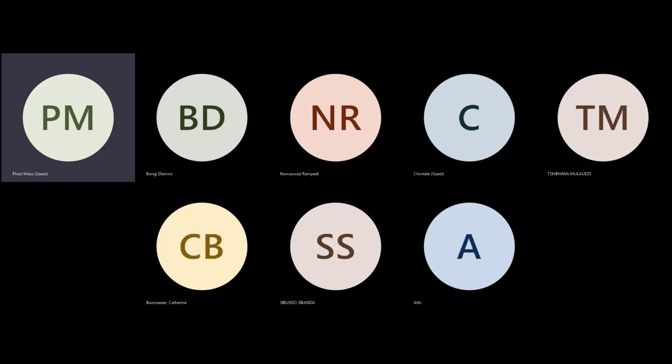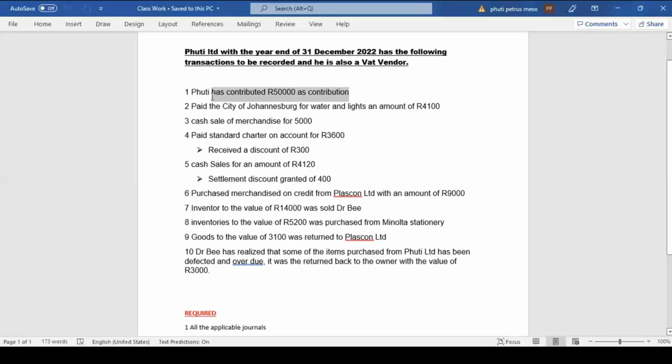I hear you. Do you get what I'm saying? All right. I've got a question here which says that Putty Limited, with the year ended 31st December 2022, has the following transactions to be recorded, and he is also a VAT vendor. Transaction number 1 says, unfortunately I don't have a trial balance in here, but this would just come up as part of your additional information. It says that Putty has contributed 50,000 Rand as a contribution.